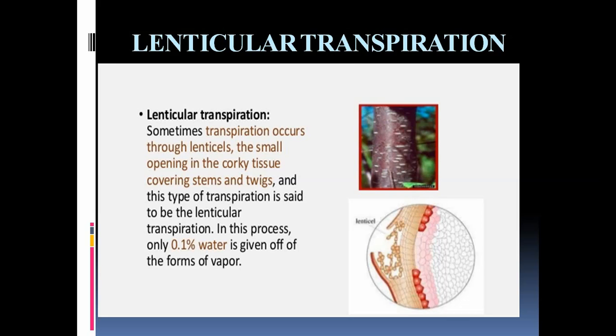Both cuticular and lenticular transpiration lose water in the form of vapor in very small amounts. Stomatal transpiration accounts for 90 to 93 percent of the water lost in the form of vapor. So this is lenticular transpiration, a loss of water in the form of vapor through lenticels. These lenticels never close or open. Unlike stomata, they do not open and close, they remain open all the time.